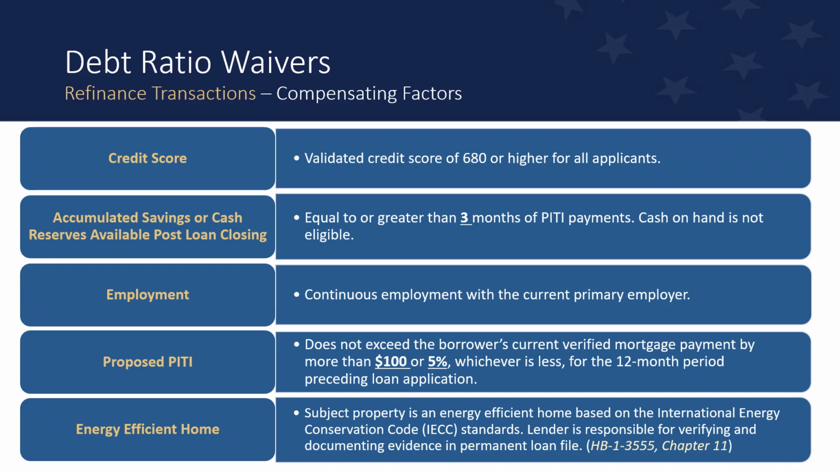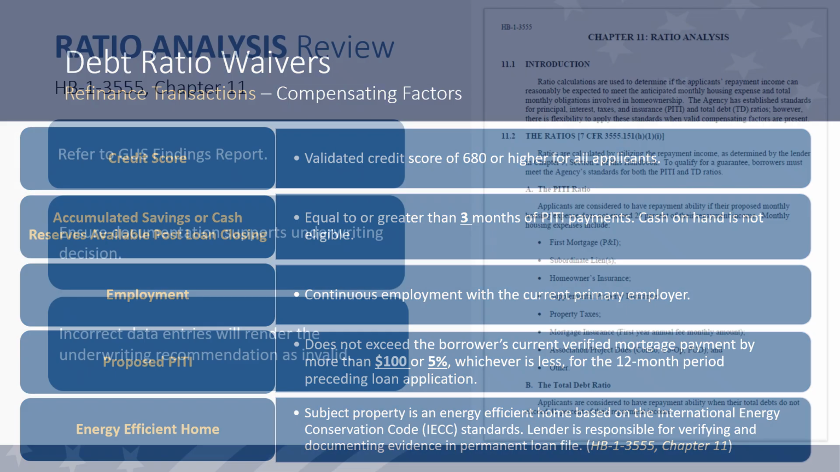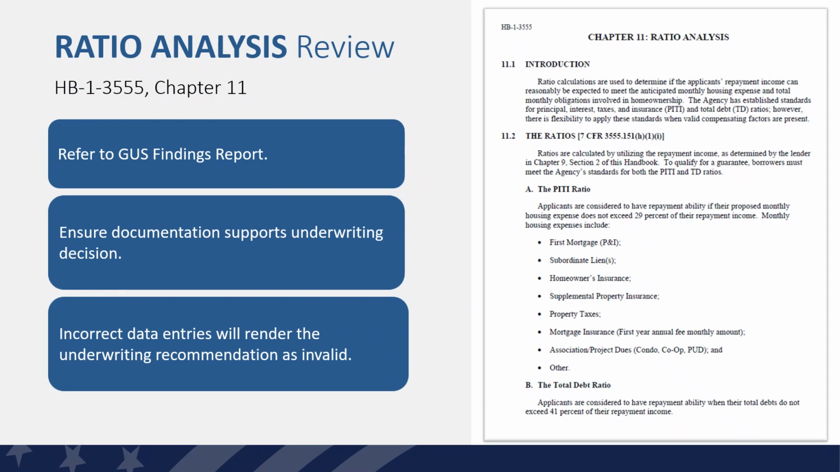Continuous employment with the current primary employer. The subject property is an energy-efficient home defined as a dwelling which meets or exceeds the current IECC. Refer to Handbook 1-3555, Chapter 11 for further information on what qualifies as meeting or exceeding the current IECC standards. For detailed information on waiver requirements and other ratio guidance, refer to Chapter 11.